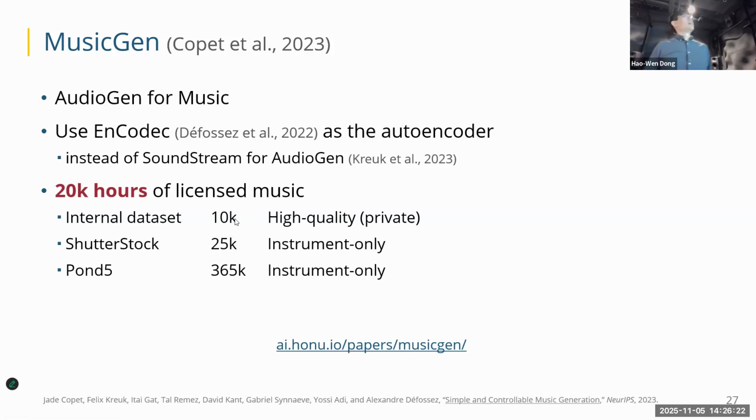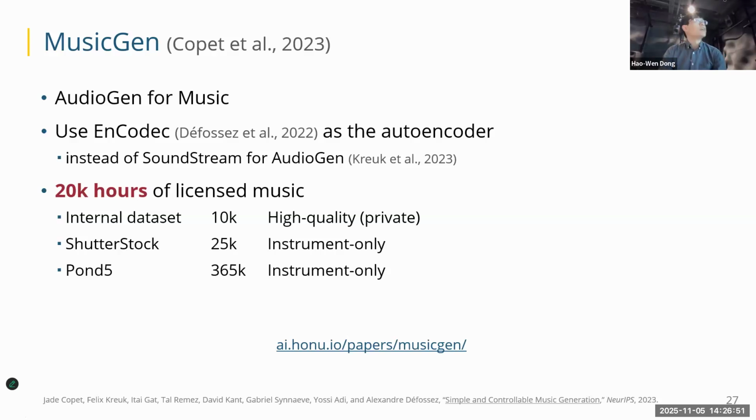The biggest chunk, I would say, not the biggest chunk, I would say the high quality part of that is private, unfortunately, the internal data set. But they also have Shutterstock stock music and Pond5 stock music for most of their data. So they likely pre-train the model on these and then use the internal data set to improve the quality, because these are stock music.